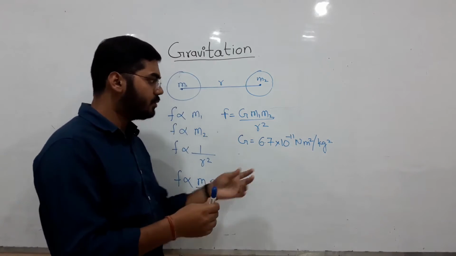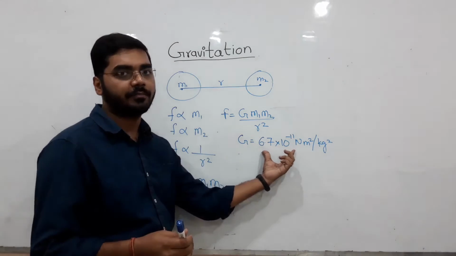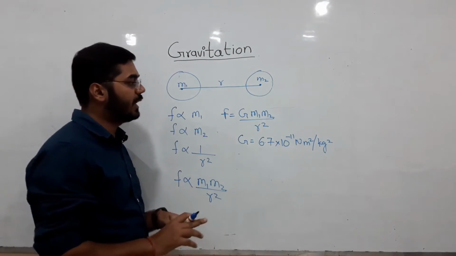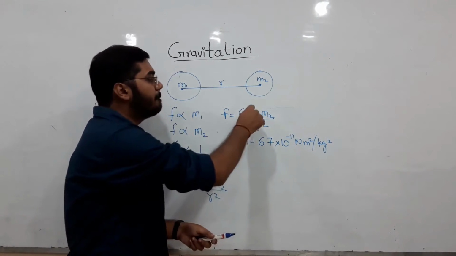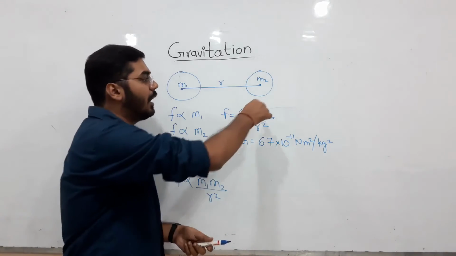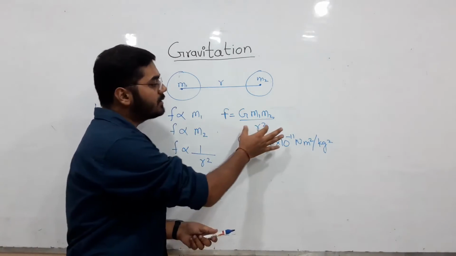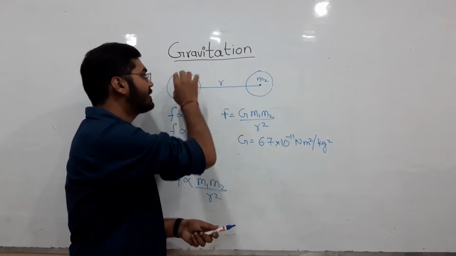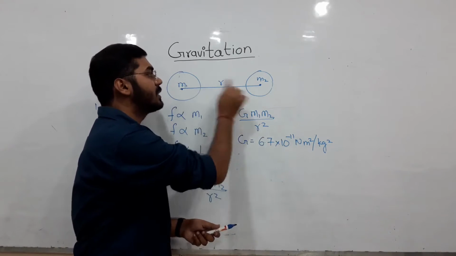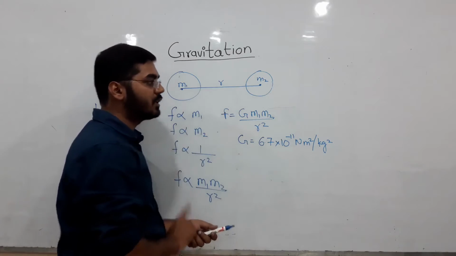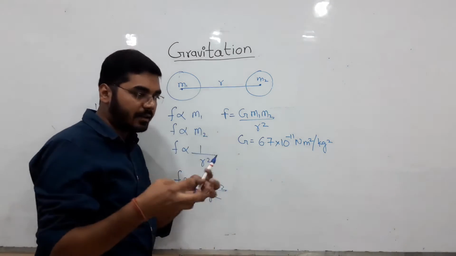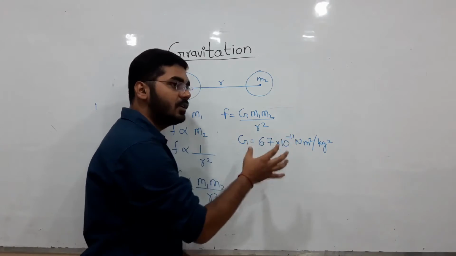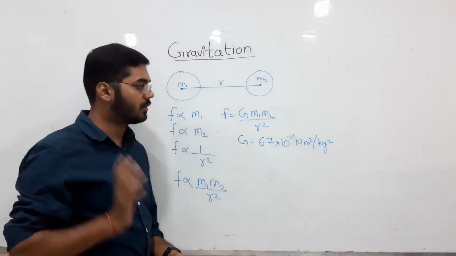Okay, so as you can see, this value is really small. So what we can conclude about this is that if mass m1 is 1 kg, mass m2 is also 1 kg, and the distance between the centers of the masses is 1 meter, then the force attracting each other is 6.7 into 10 to the power minus 11 Newton, which is very small.